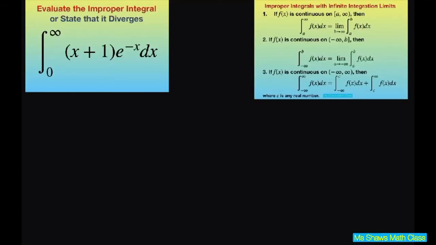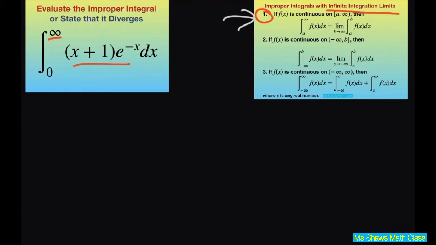It has the form of part 1 for improper integrals with infinite integration limits. So that's what we're going to use there. We are going to have to integrate this, so I'm going to go ahead and do that first, and then we're going to go to this formula.